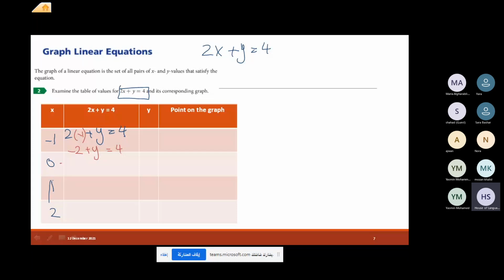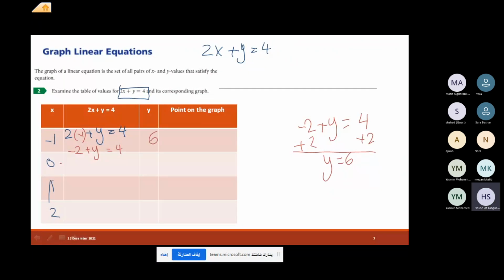Yes? Bravo, it's 6. How? Because the 2 is negative, so you have to add the 2. Bravo. And to make it equal to 4, add the... Bravo. So this is how she solved it. She said that y is 6. So what's the value of y now?